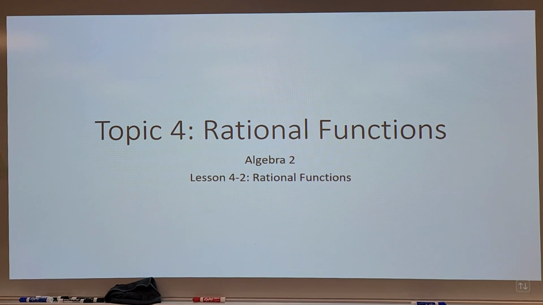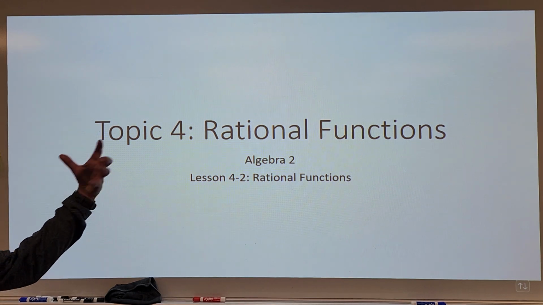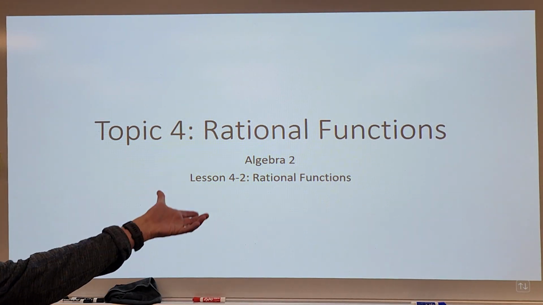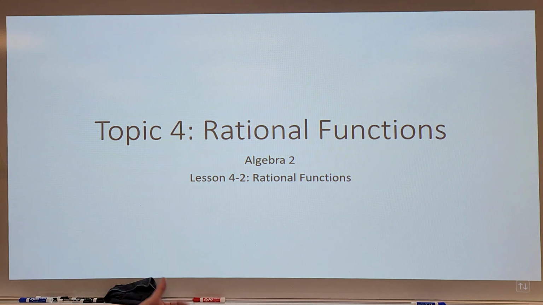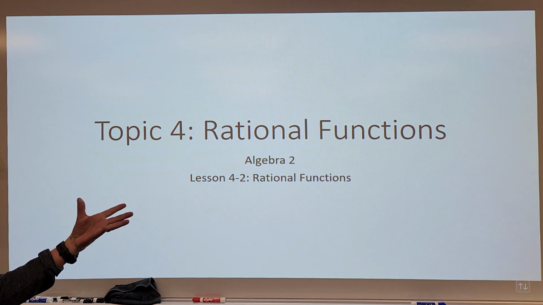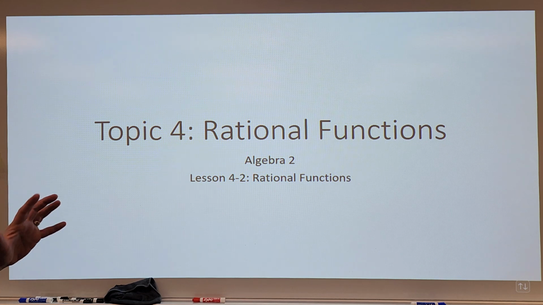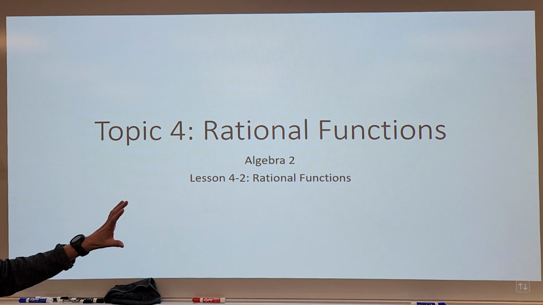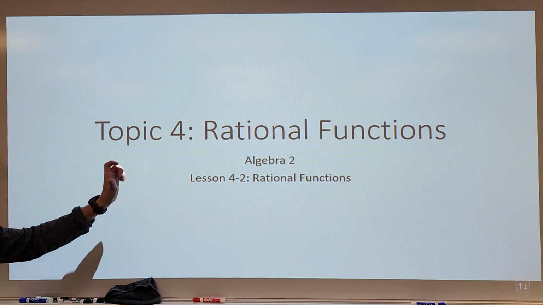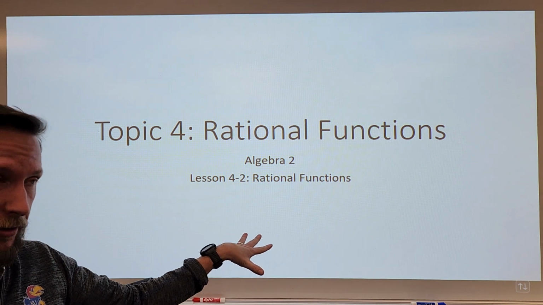All right, folks, for lesson 2, we are going to talk about rational functions. We're going to build on how we graphed the reciprocal function y equals 1 over x, and expand on that to understand a little more about asymptotes, explore intercepts, and explore holes and other characteristics of the graphs of these functions.